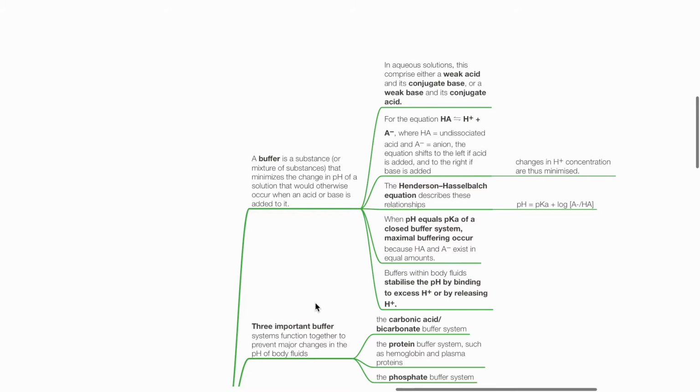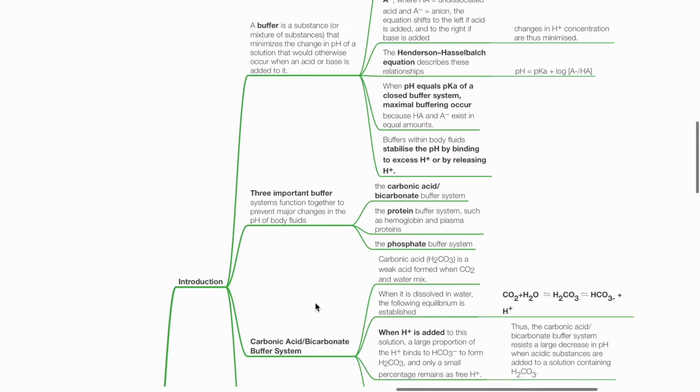The Henderson-Hasselbalch equation describes these relationships: pH equals pKa plus log A- divided by HA. When pH equals pKa of a closed buffer system, maximal buffering occurs because HA and A- exist in equal amounts. Buffers within body fluid stabilize the pH by binding to excess H+ or by releasing H+.